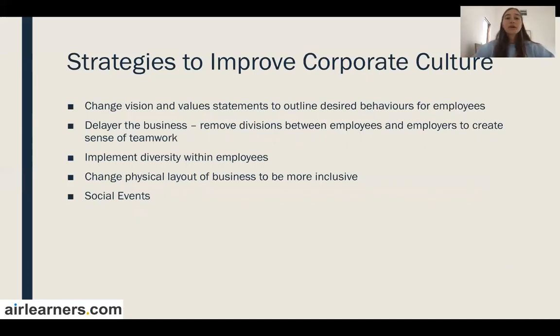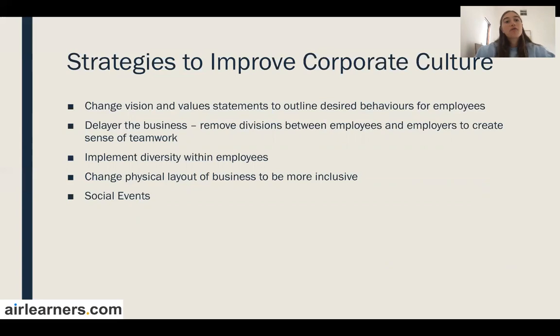So the first one is similar to what we've already spoken about, but having a very clear vision and value statements to outline the desired behaviours for employees. So having a statement like Coles to be enthusiastic so that employees know that that's what's expected of them and can then try harder to work and display those qualities.